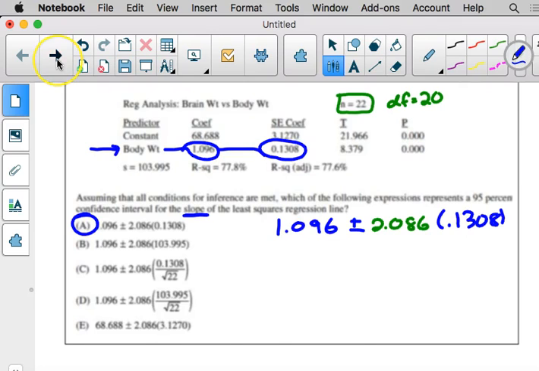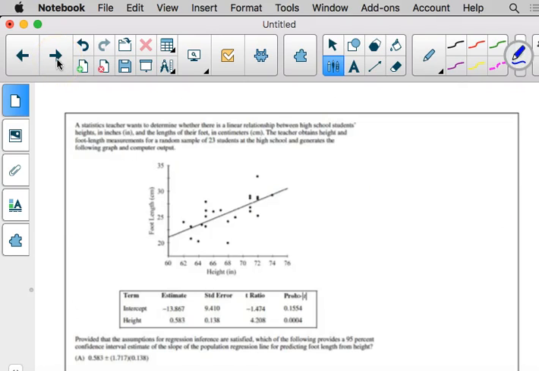Let's do another one, shall we? So a statistics teacher wants to determine whether there's a linear relationship between high school students' heights in inches and the lengths of their feet in centimeters. The teacher obtains height and foot length measurements for a random sample of 23 students at the high school and generates the following graph and computer output.